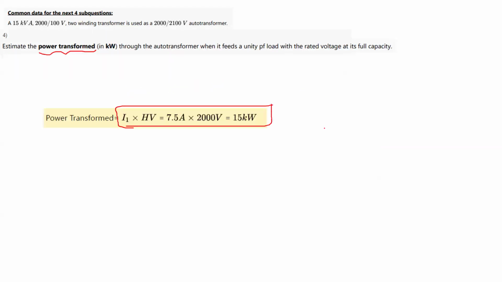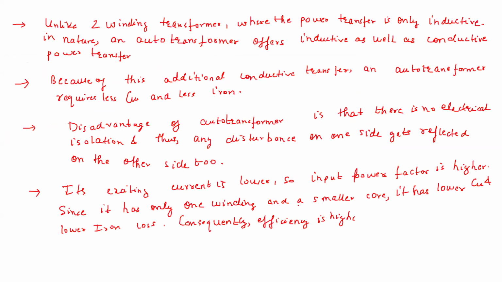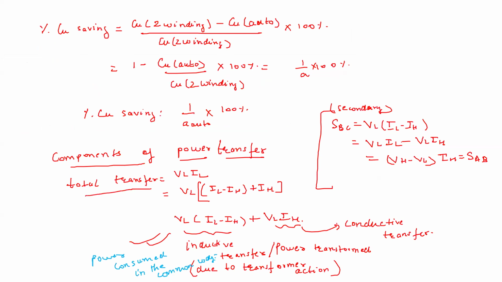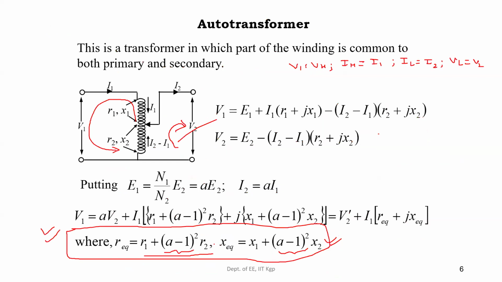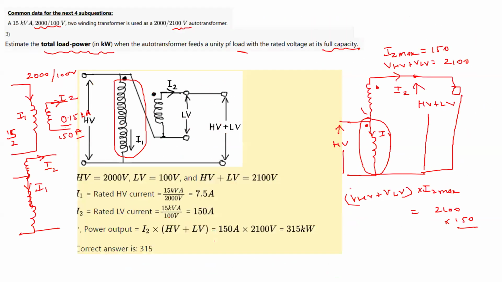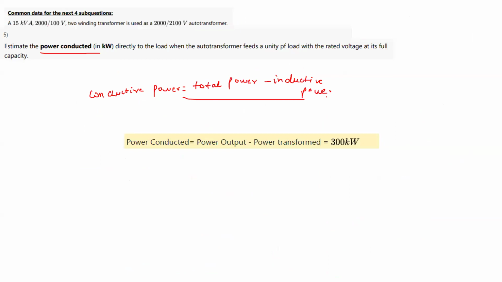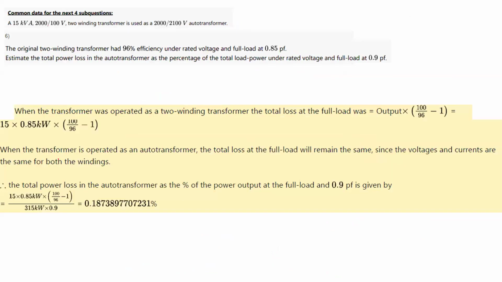So here also we have seen that the total power transfer is nothing but inductive power plus conductive power. So they are asking us what is the conductive power. So conductive power is nothing but total power minus inductive power. Okay, so that is what I am writing here. So if we do that, we can get the conductive power. Okay. Now we go to the next question.